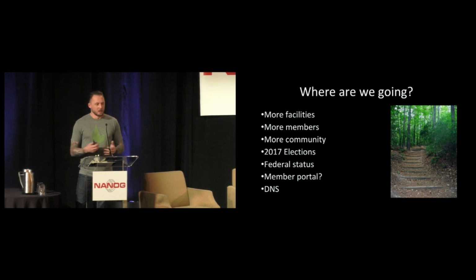More community, more events. We're going to do 2 members meetings this year, along with another one of those peering socials. We're going to do elections this year, so we're going to start cycling through the board and do succession planning, make sure the organization actually has a life beyond just the 5 folks who started it. Probably start looking into federal status.